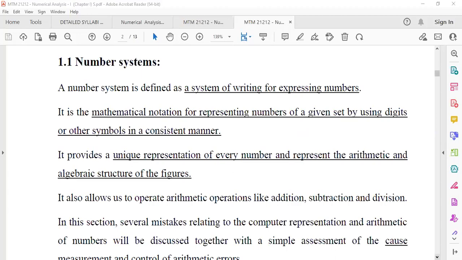So the number system is defined as a system of writing or expressing numbers. It is the mathematical notation for representing numbers of a given set by using digits or other symbols in a consistent manner. So this is the definition for the number system.